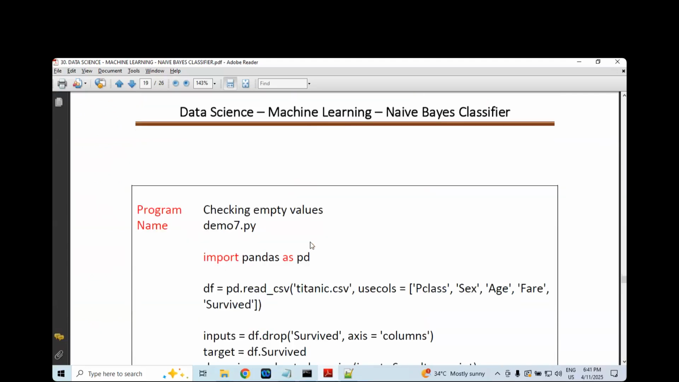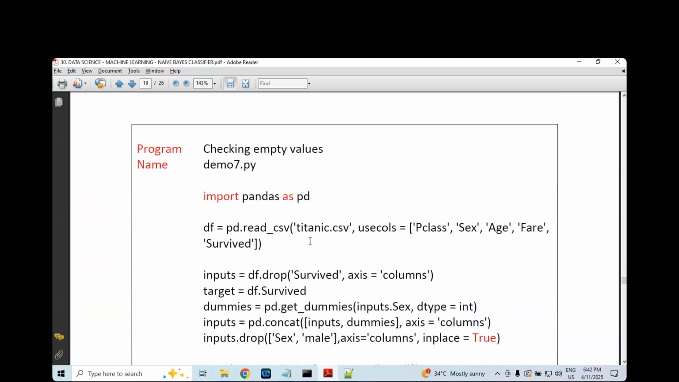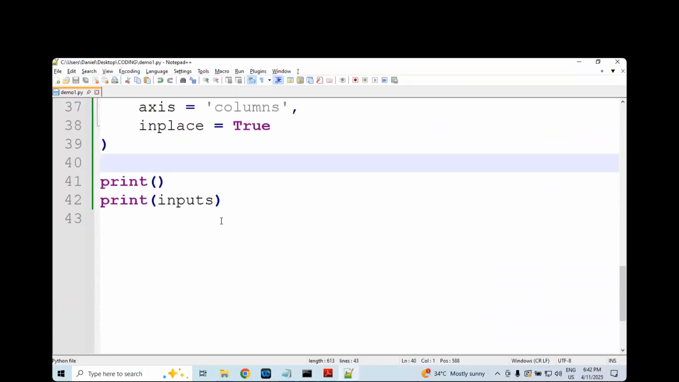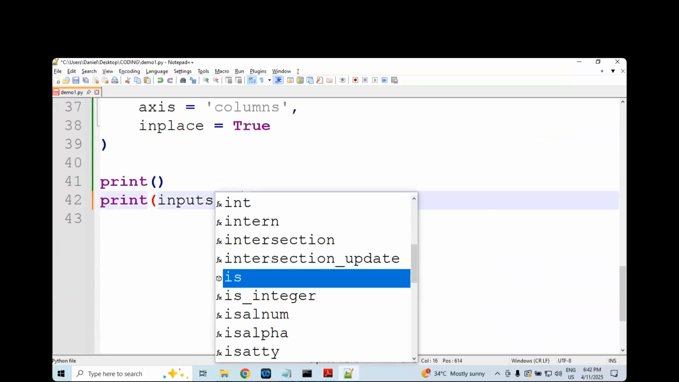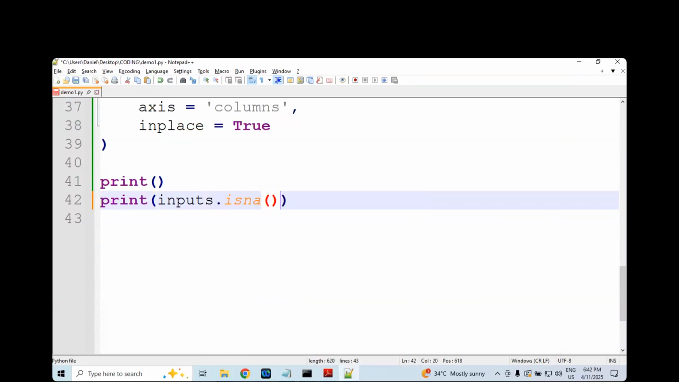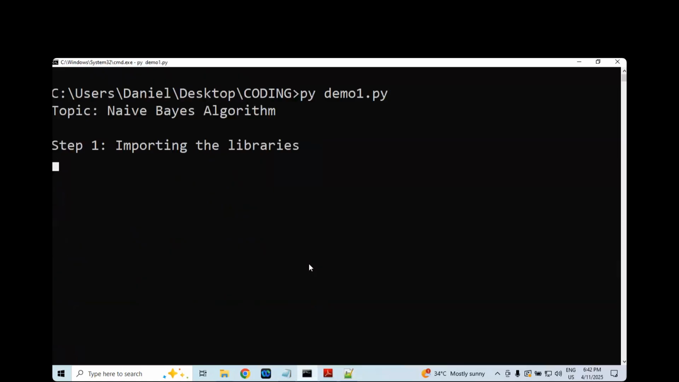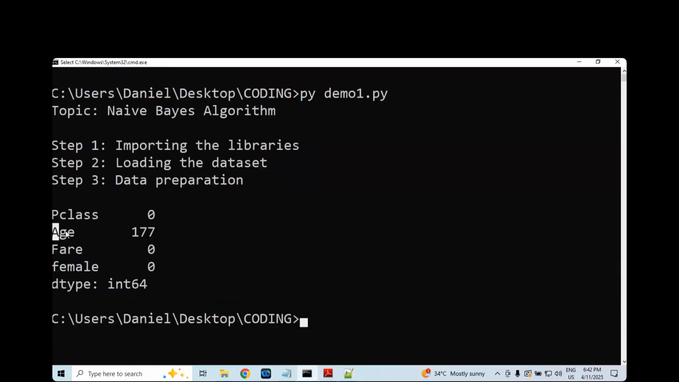Checking empty values. Checking, I mean to say, whether there are missing values or not actually. How to check, any idea? Very good. Is null, is NA, dot what exactly? Sum, right? You will get the result like this. Then which column has how many? 171. Now the requirement will be, first one, I don't want this report.